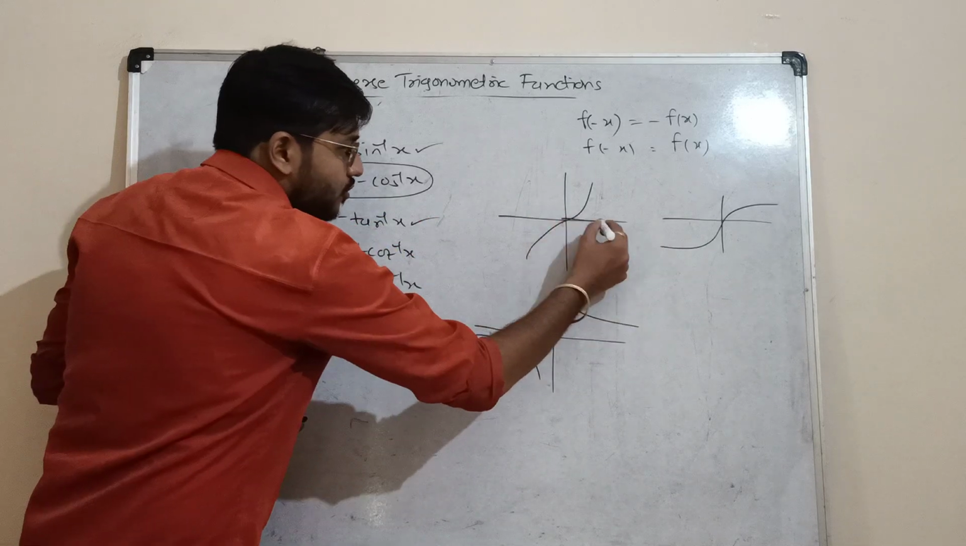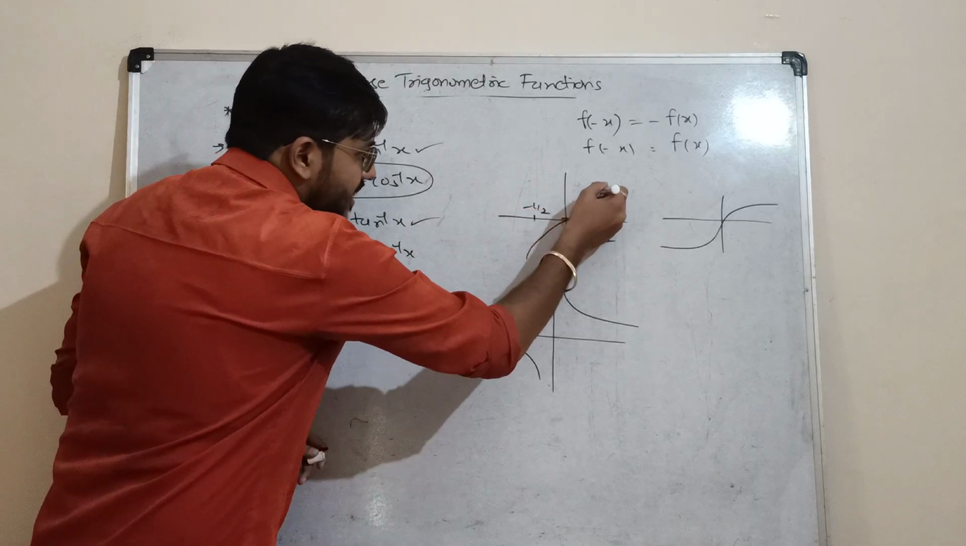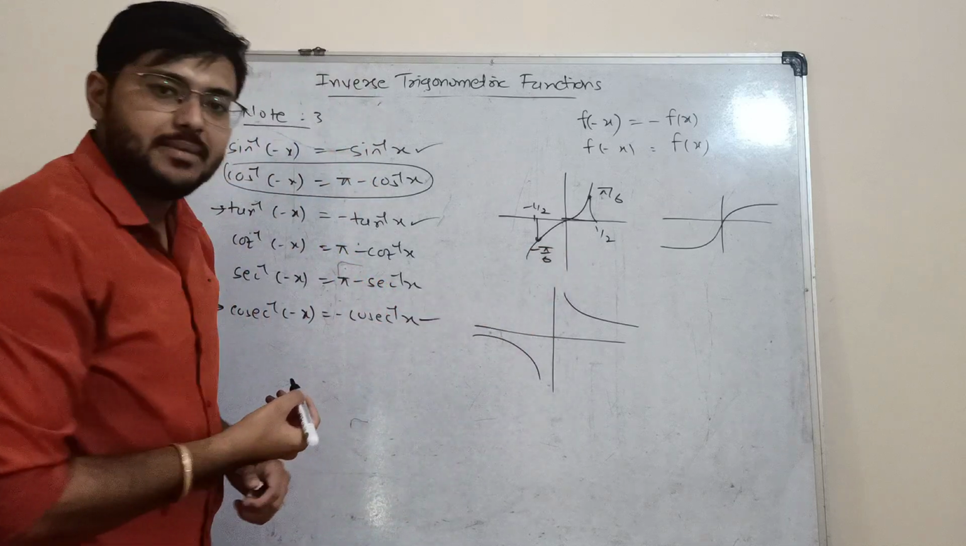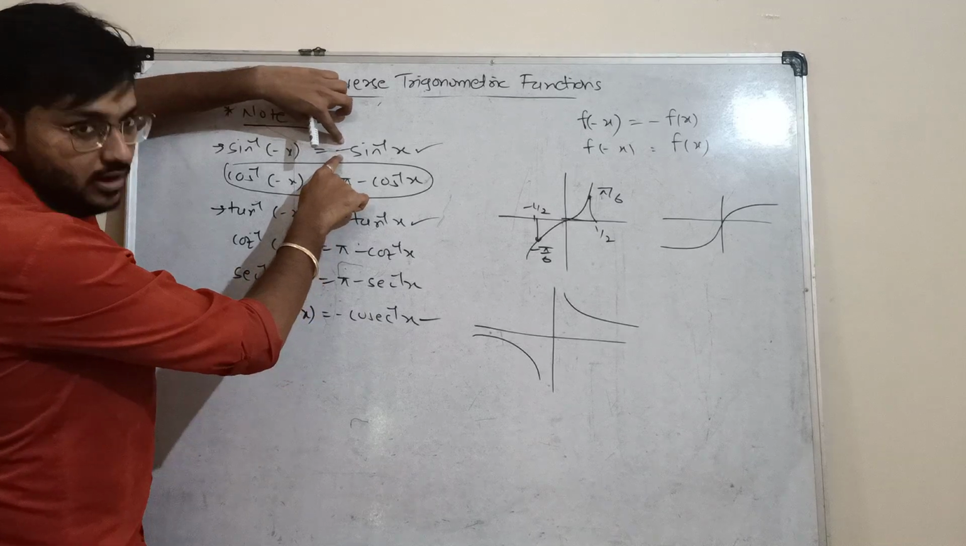That means if you put 1 by 2 and if you put minus 1 by 2, then if at 1 by 2 it has answer pi by 6, at minus 1 by 2 it has answer minus pi by 6. So we directly write the negative sign outside.